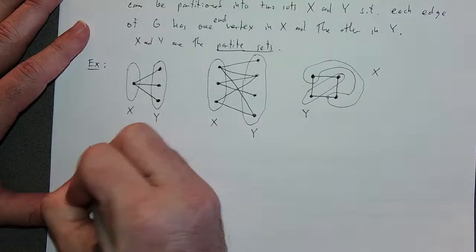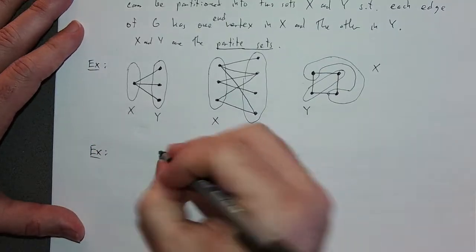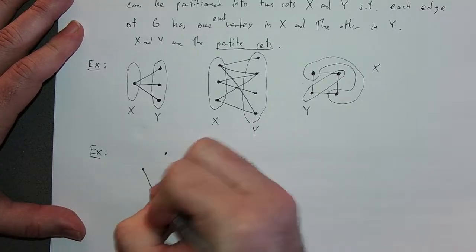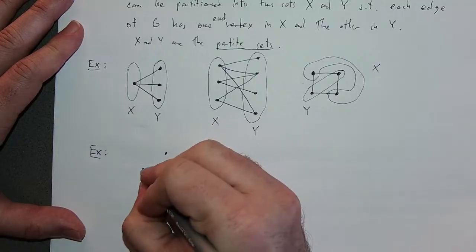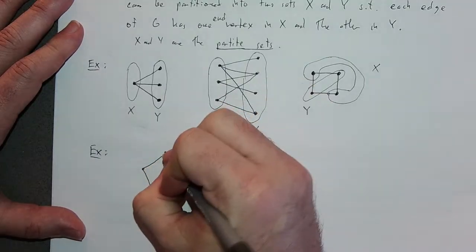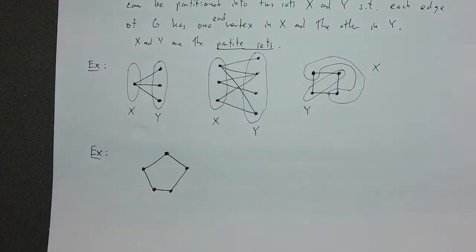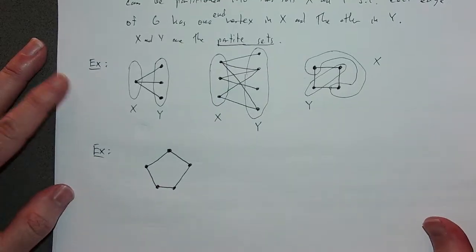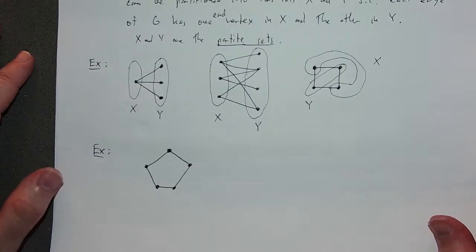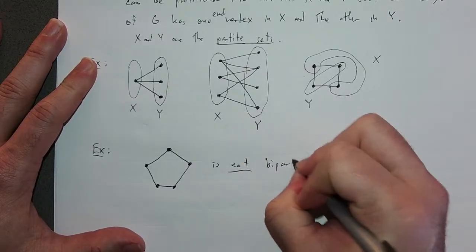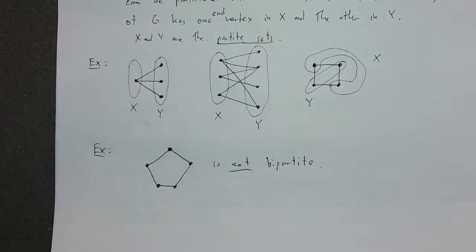Here's an example of something that's not bipartite. Textbook does this. I could pick whatever here, but I'm just going to repeat the one in the textbook. Here. Can you separate that into 2 sets, X and Y, where the only edges of G have one end in one of the sets and one end in the other set? And the answer is no. Nope, you cannot do that.